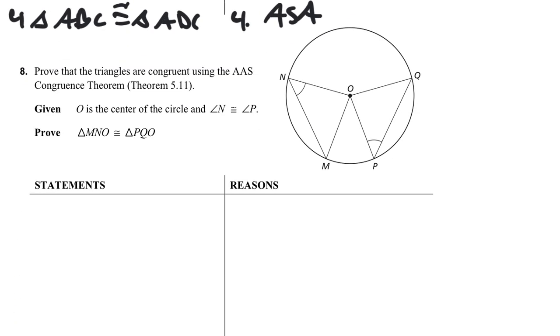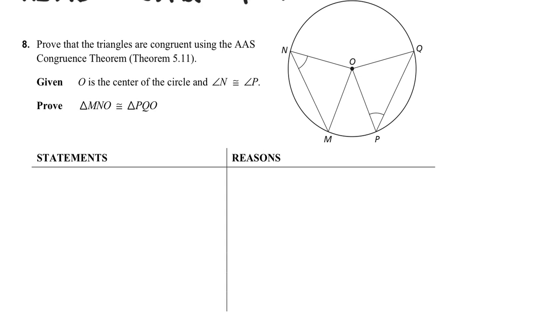All right, last one. Here we go. Proving that the two triangles are congruent, but now we have a circle here. And oh my goodness, we don't have a lot in the given. Let's start with the given here. The first thing is O is the center, and angle N is congruent to angle P. Now that's all given here. It's in the diagram too, so this is our given.